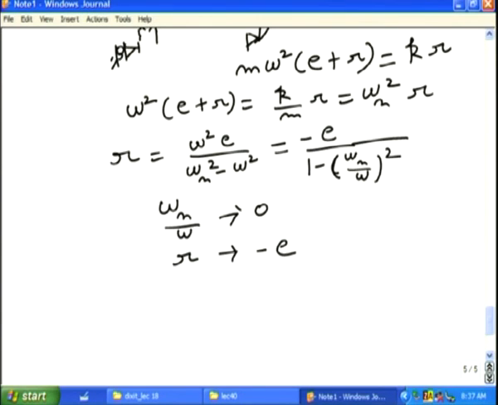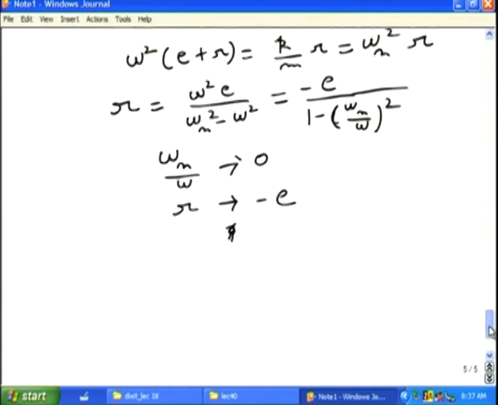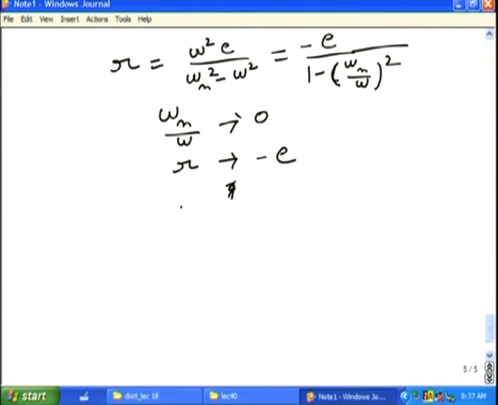In that case, the shaft will bend in the other direction, and this disc will shift. So, therefore, the distance of the disc from here is R plus E. In that case also the distance will be R plus E, but minus E plus E is equal to 0. Therefore, the disc's mass center will always be at the axis of rotation and a stable motion will be obtained.